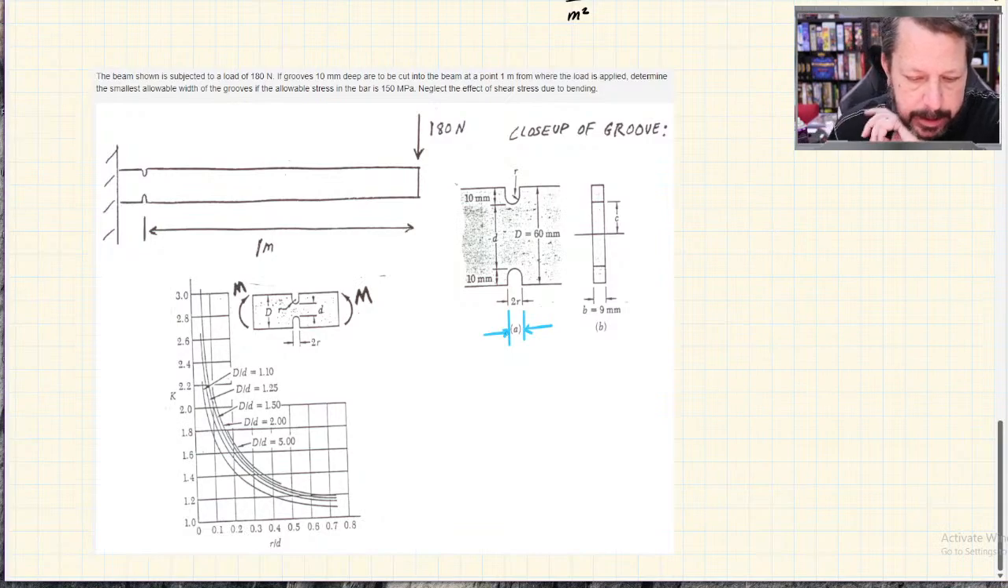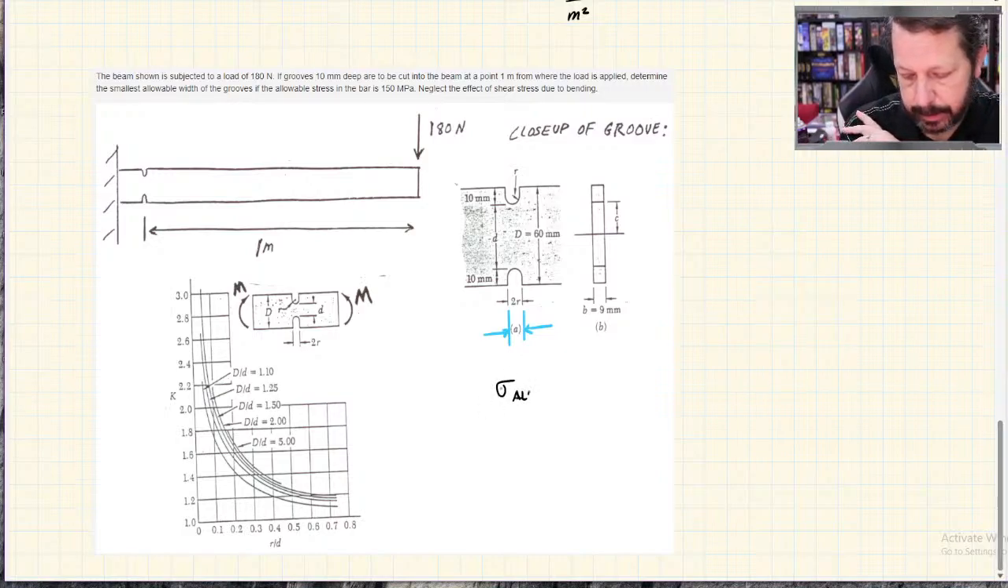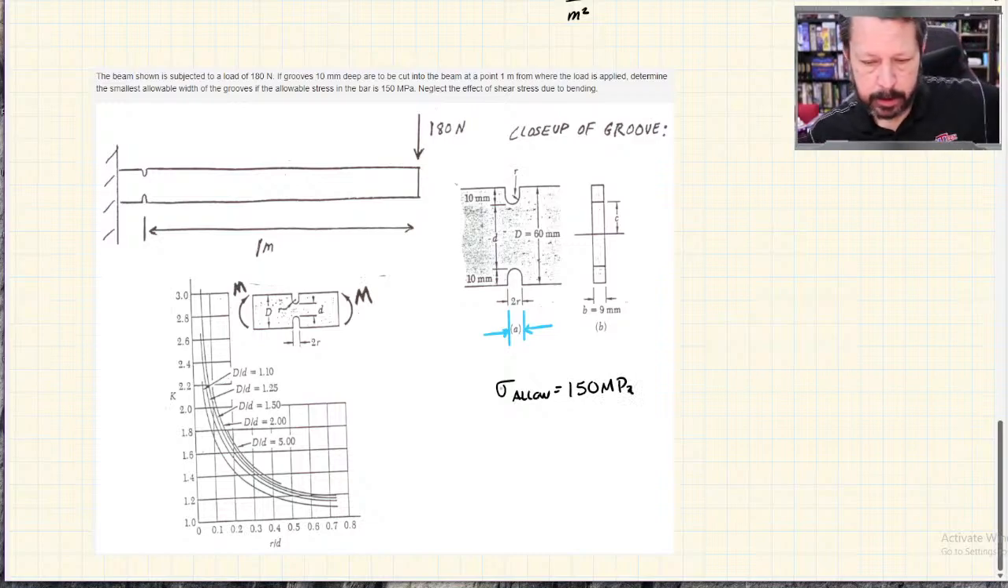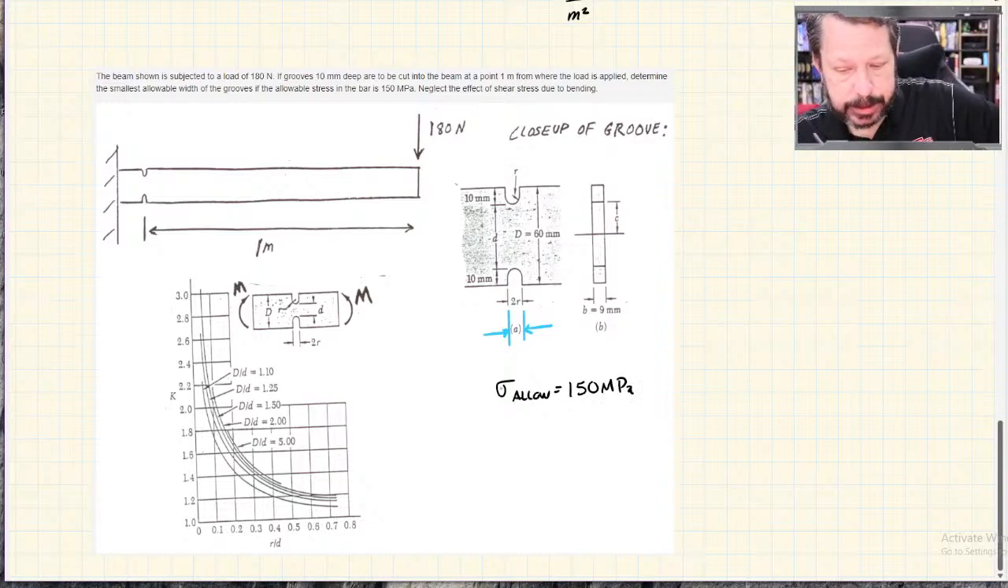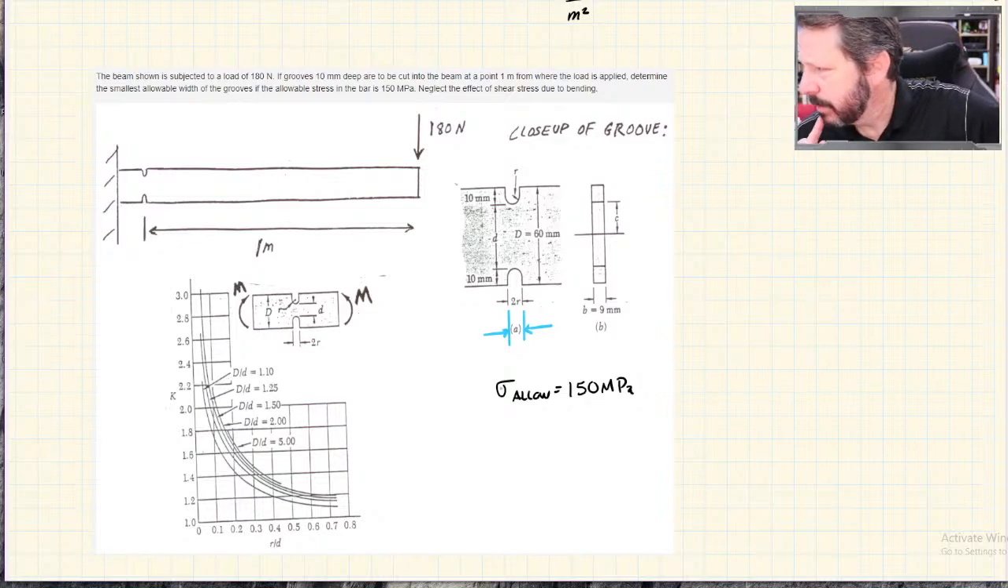If, again, they give us allowable stress. So this one, they just tell us the allowable stress instead of giving us a strength and a factor of safety. So they just straight up said, allowable stress, 150 megapascals. Okay. Neglect the effect of shear stress due to bending. We have not done anything that combines shear and flexural stress. So that's consistent with what we've been doing in this course already.